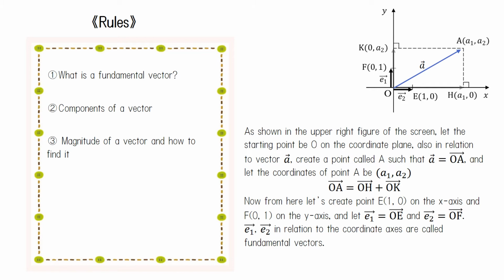Now, from here, let's create point E, 1, 0 on the x-axis, and F, 0, 1 on the y-axis. And let vector E1 equal vector OE, and vector E2 equal vector OF. Vector E1, vector E2 in relation to the coordinate axis are called fundamental vectors.